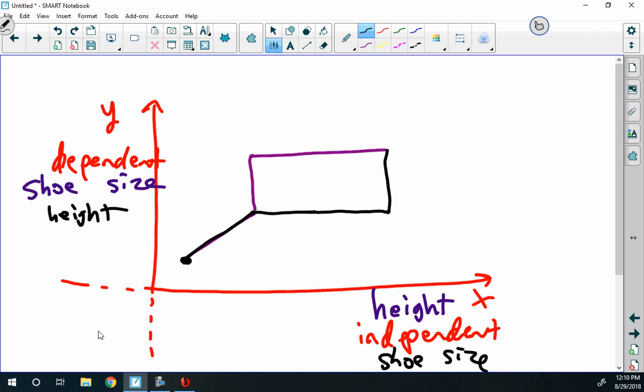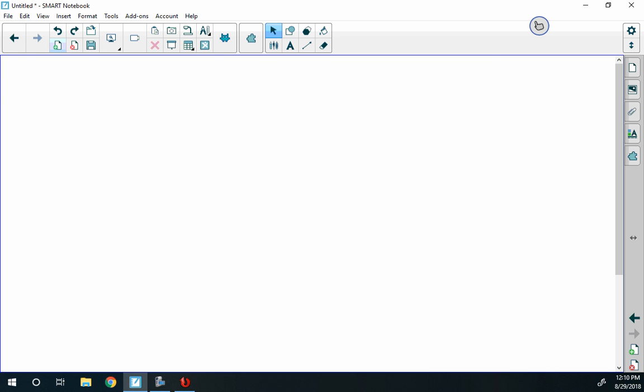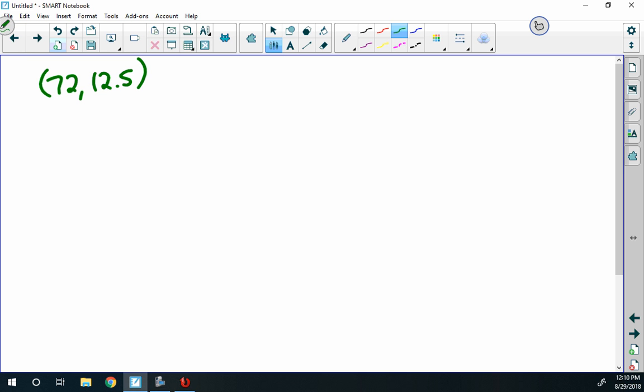But honestly, I think that making height the independent variable makes the most sense in the context of the problem. Would you agree with that? Good. Okay. So we're going to name names. We're going to look at these ladies. This one lady is 72 inches tall, and she wears a size 12 and a half shoe. 72 inches tall. You know how tall she is? That's 6 feet. That's a big lady.